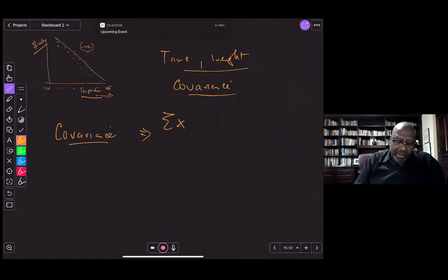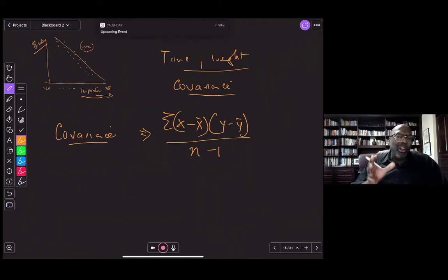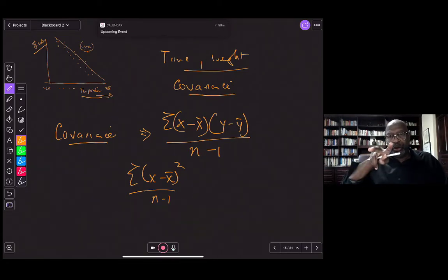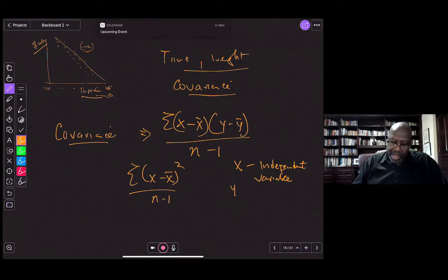So we will take x minus x bar times y minus y bar, and I'll explain what the y and the x refer to in this case, divided by n minus 1. So it kind of looks like when we did x minus x bar squared over n minus 1, except that instead of just having one variable, we now have two, x and y. So we usually refer to x as the independent variable, and y as the dependent variable.